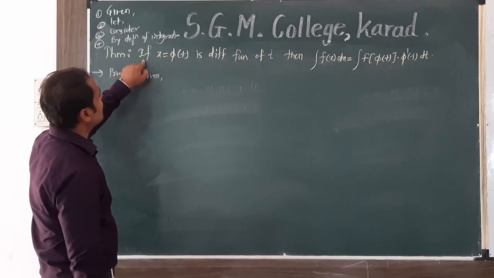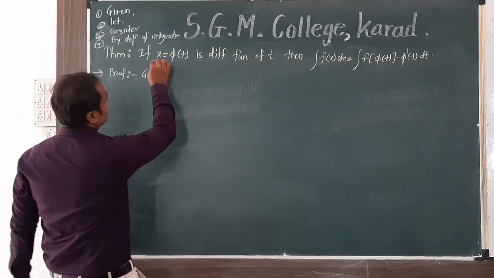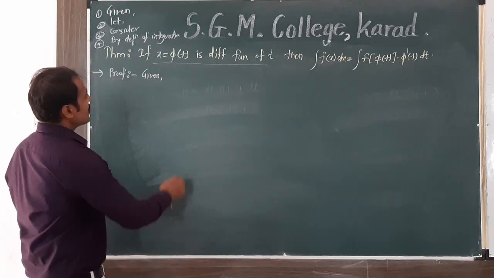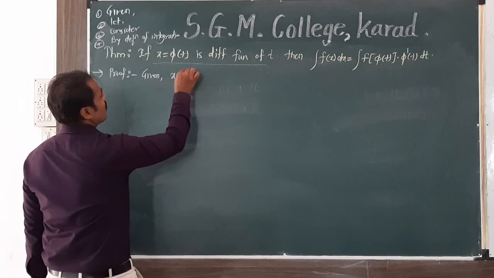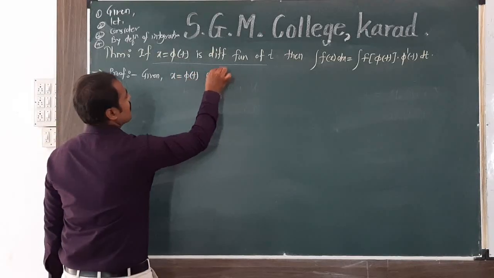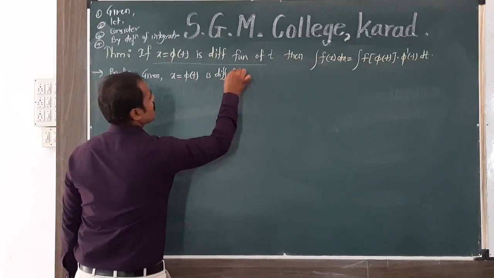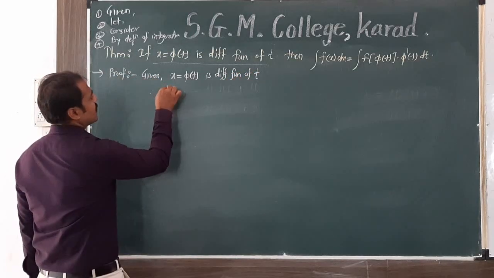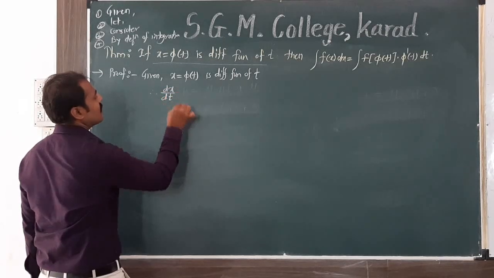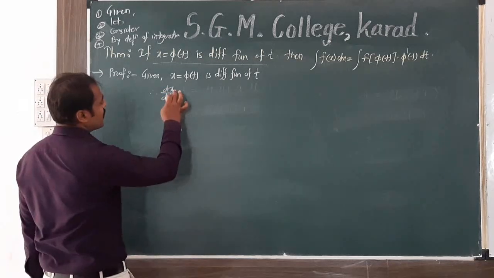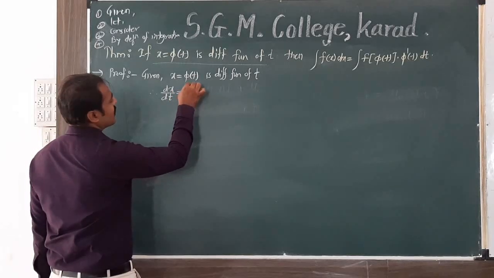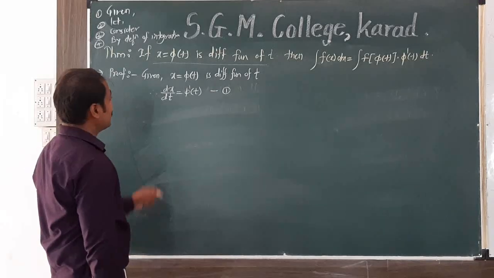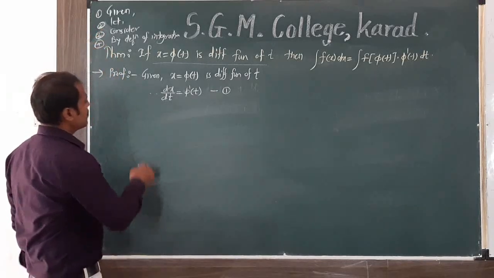Okay, so starting with the first step in the proof, given. What is given? X is equal to phi of t is a differentiable function of t. Differentiating with respect to t, we get dx by dt is equal to the derivative of phi of t, which is phi dash of t, which is our equation number first.